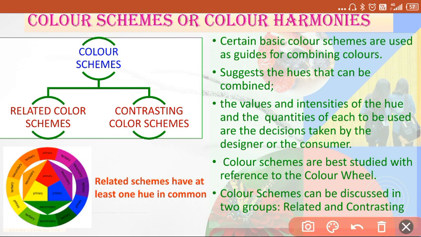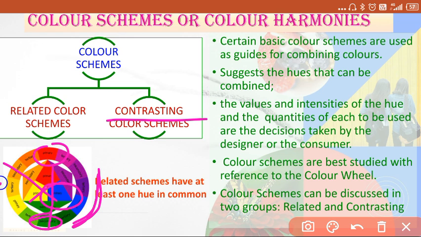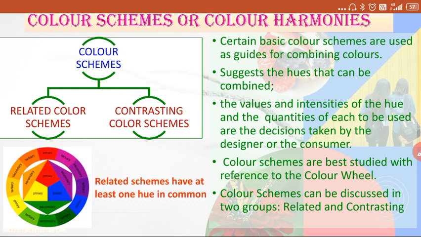And if you are making use of a color which is opposite to this red color, like green, then it becomes a contrasting color scheme. If you are choosing blue color, the colors which are close to blue are a related color scheme, and the colors which are opposite, yellow, orange and red, are contrasting color schemes. Clear?